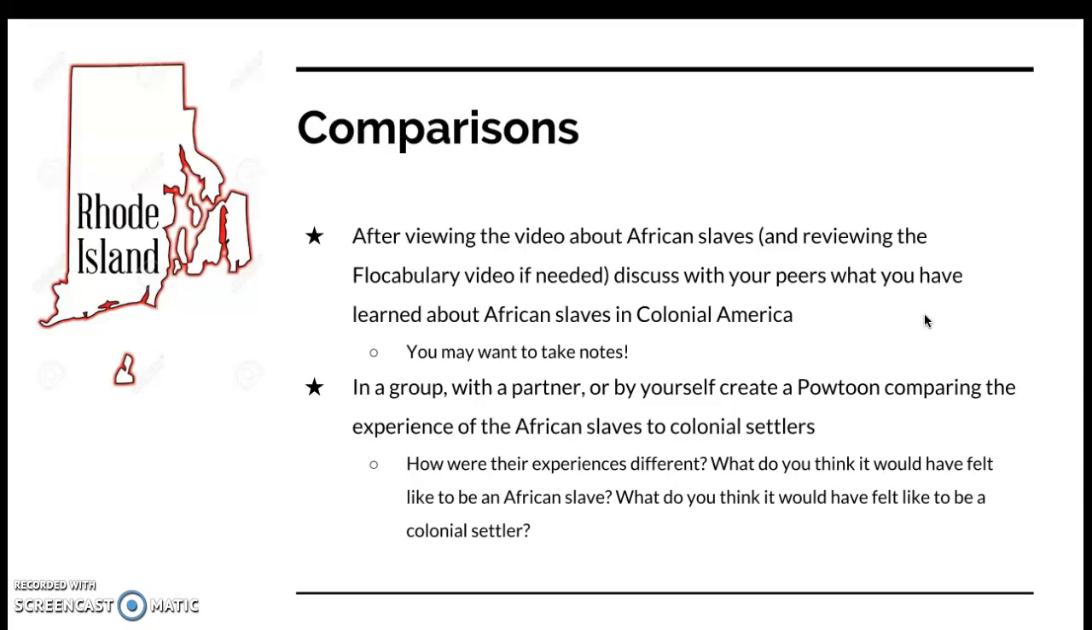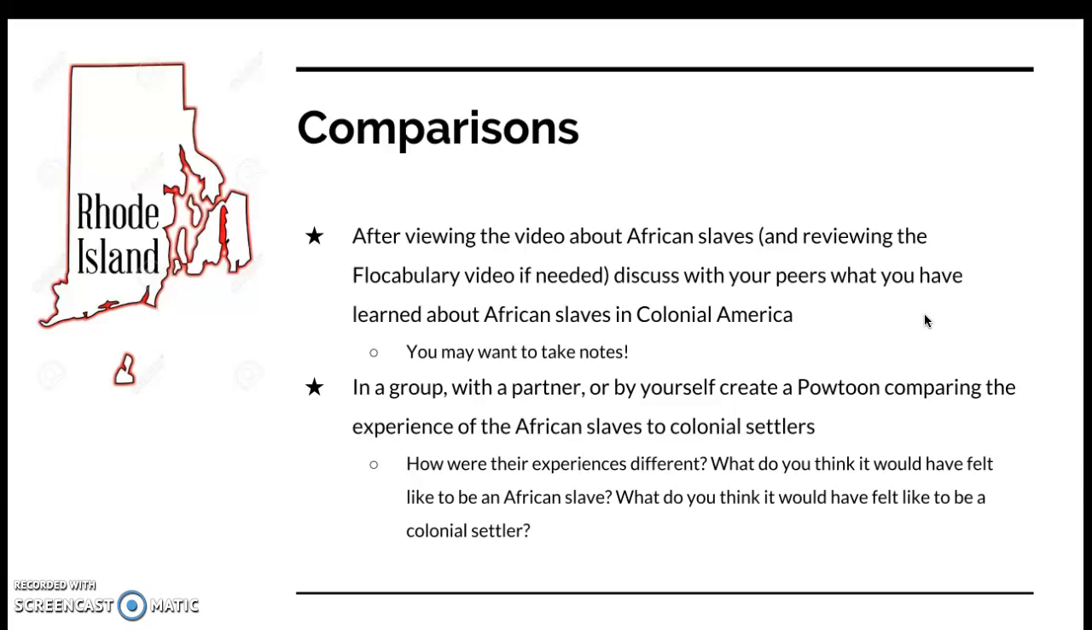So this falls under Bloom's taxonomy level of analyzing, because they're comparing the differences between what they thought that the experiences for African slaves and colonial settlers would be like. They're also examining different videos, different resources to inform them about the African slave trade in early America. And they're questioning themselves, they're questioning how they think it would feel like.